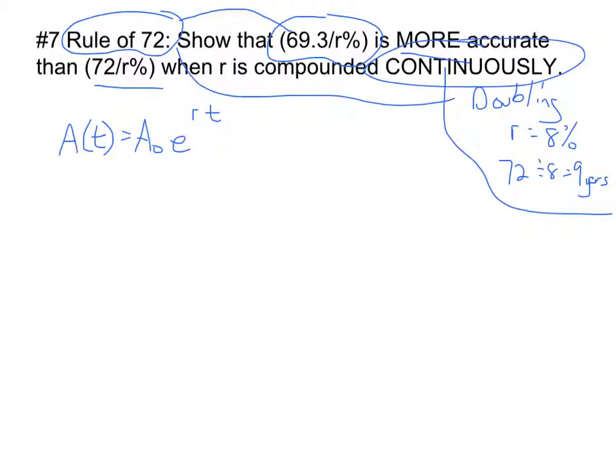Now, a tricky part about this problem is, remember, we're trying to show that this is more accurate. 69.3 divided by r. So we actually don't know what r is. We don't care what r is. It could work for any r.